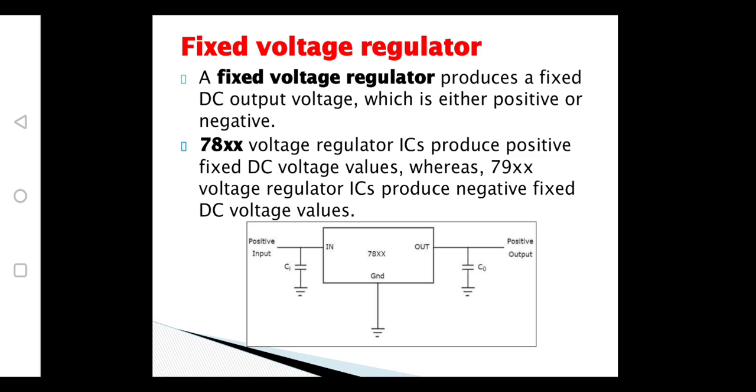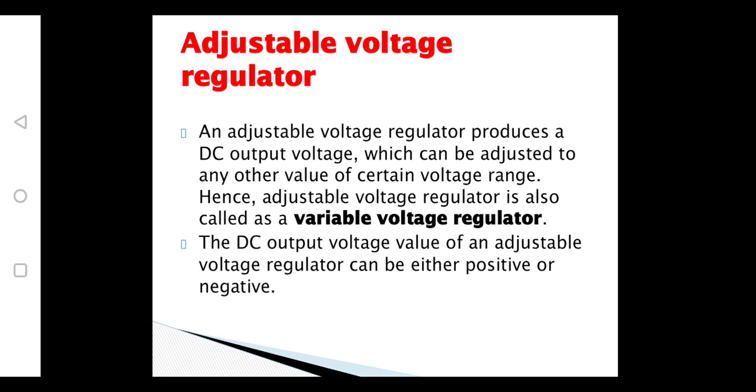Whether it is a positive voltage regulator or a negative voltage regulator, these regulators are available in IC form and consist of three pins. One is the input pin, the second is ground, and the third is output. So in general, the fixed voltage regulator consists of three pins: input, ground, and output. The next is the adjustable voltage regulator.